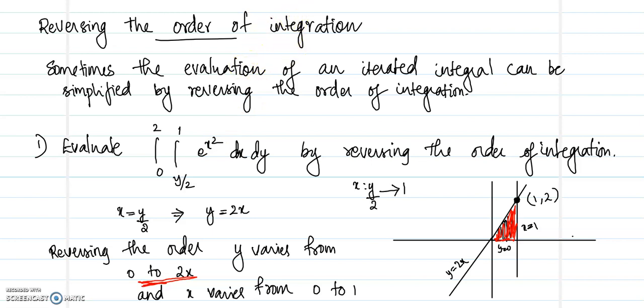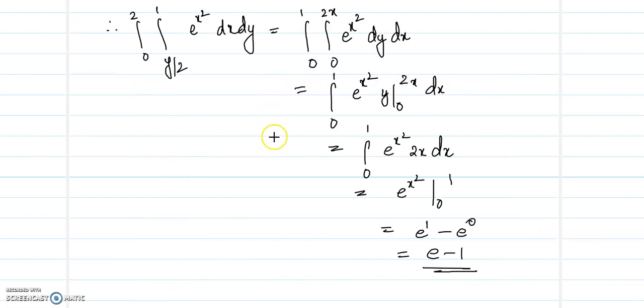So let us apply the new limits and find out the integral. So the integral will be equivalent to integral 0 to 1, integral 0 to 2x, e raised to x square dy dx വരും. So first integrate with respect to y. അപ്പോൾ e raised to x square constant ആയിരിക്കും and നമുക്ക് integral value y വരും. Apply the limits from 0 to 2x. So we'll be getting e raised to x square into 2x dx.